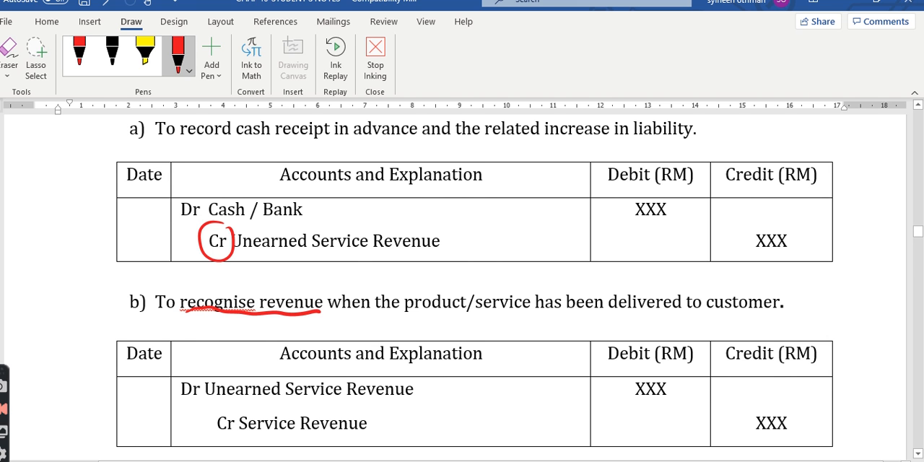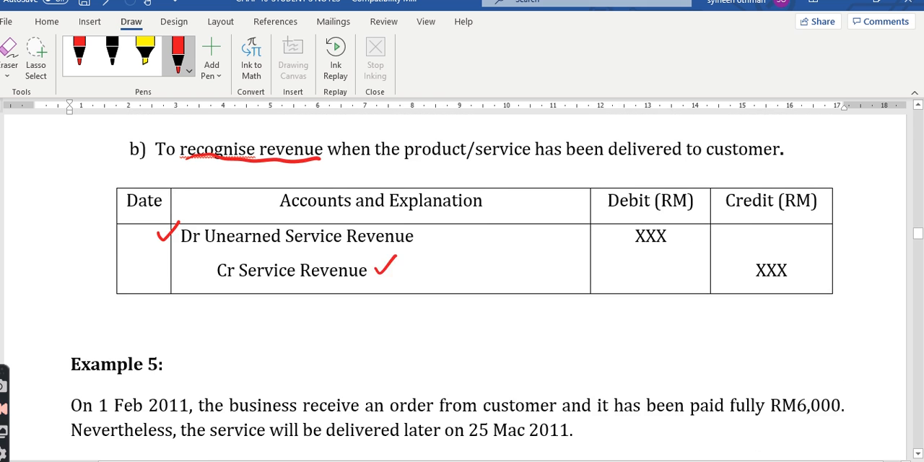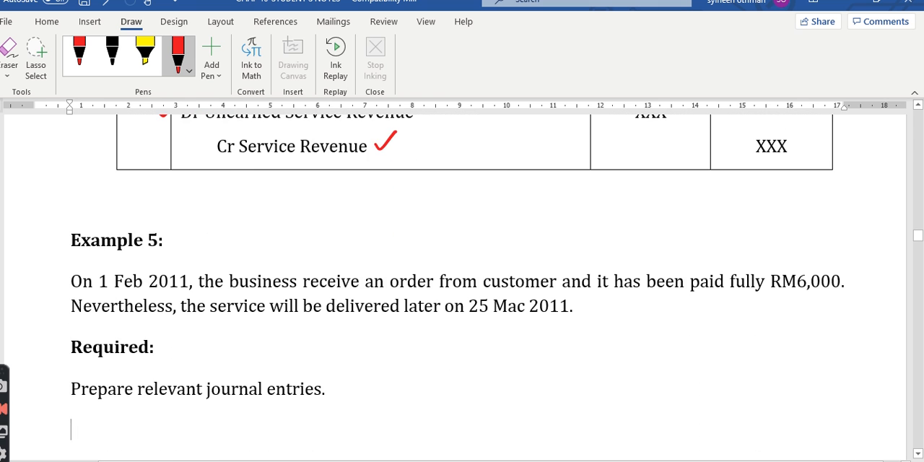So we will revert the journal entry made earlier. Earlier you credited unearned service revenue. Since you already delivered the service, the unearned service revenue is no longer there. So we will debit unearned service revenue and we will credit service revenue with the same amount. Okay, we look at example 5.